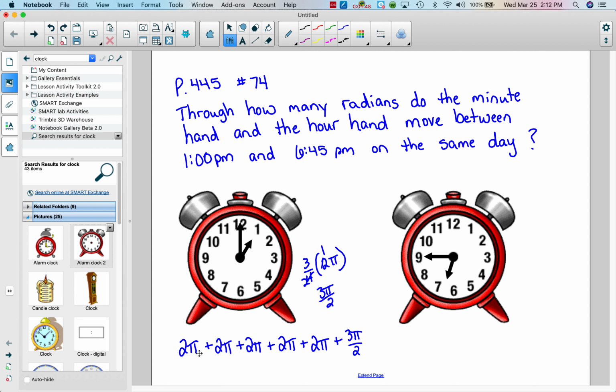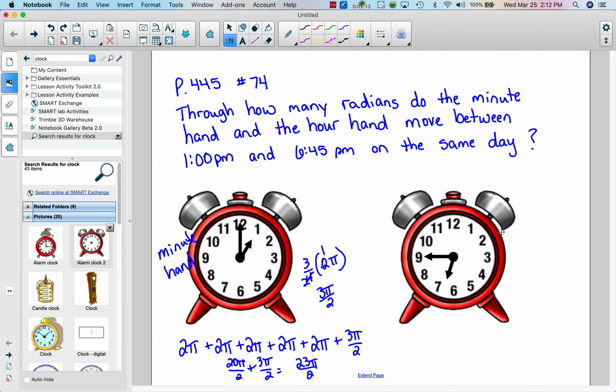If we combine, this is 10 pi plus another 1.5 pi. I'm going to change this: 10 pi is the same as 20 pi over 2. So with the common denominator, we get 23 pi over 2. And that would be for the minute hand.